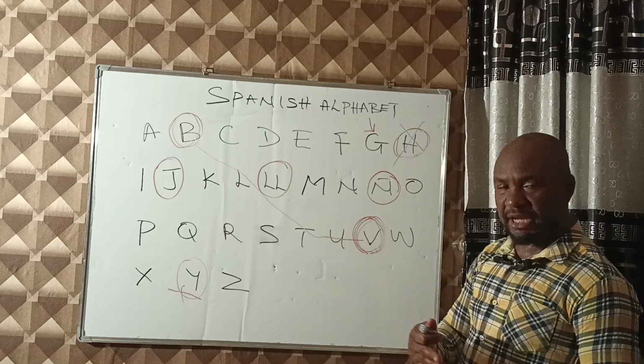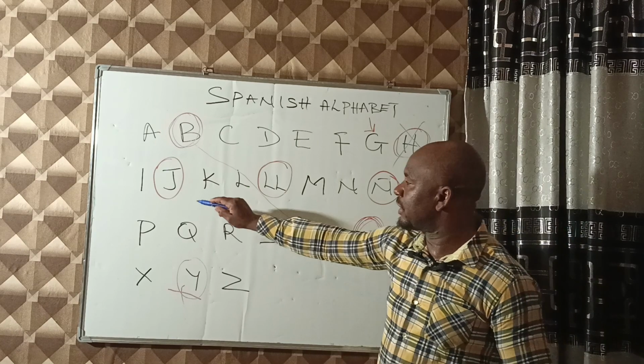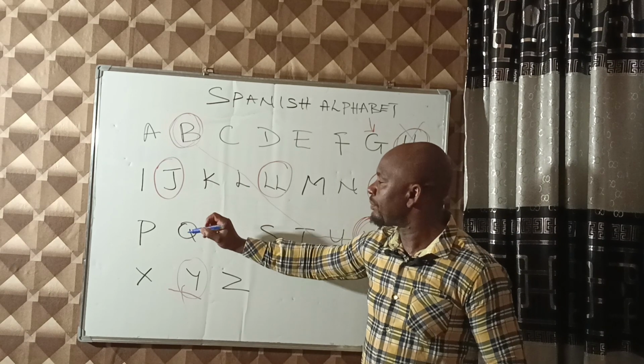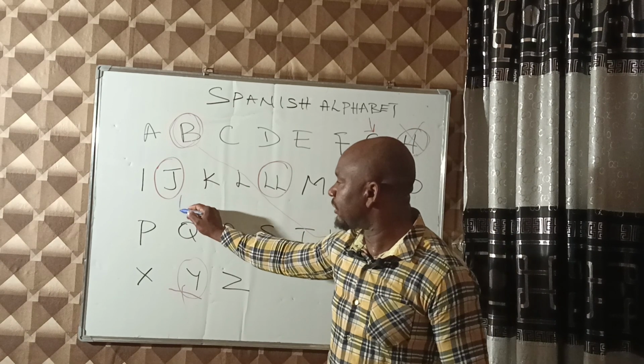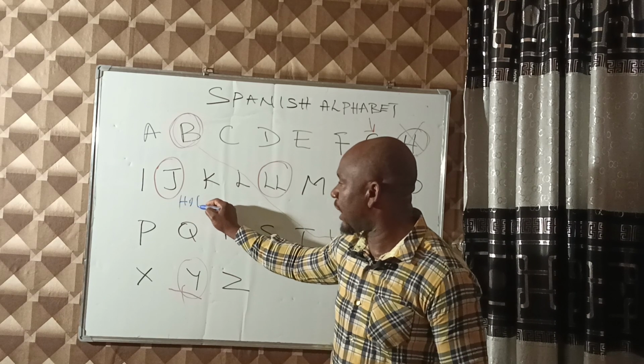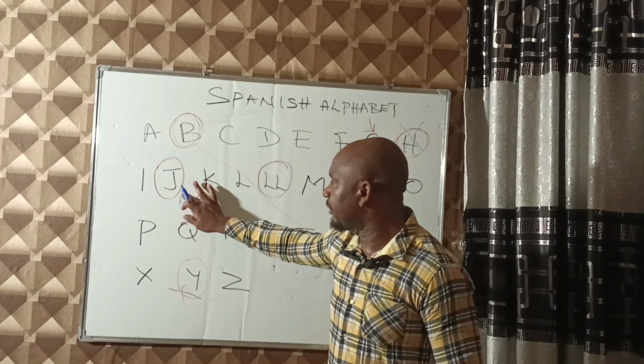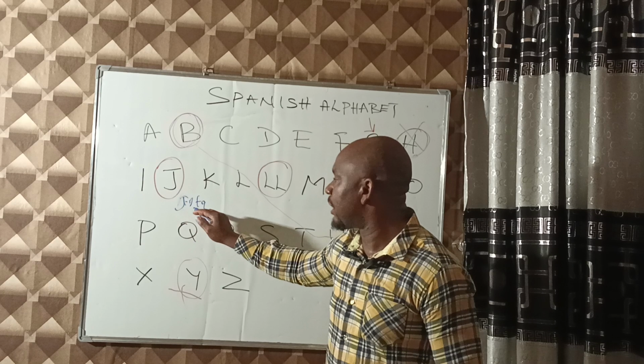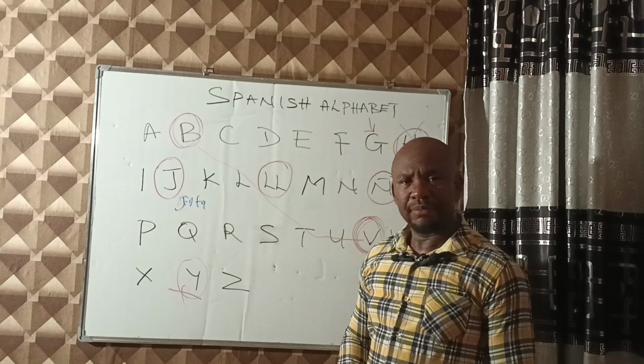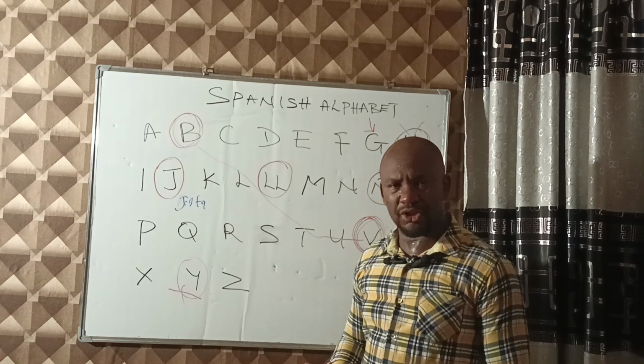Okay, now we are making progress. Now we'll come to the next one, which is jota. This is how to write it. This is actually jota, jota, right? Now the letter jota, how is it? J is not pronounced as J in Spanish.